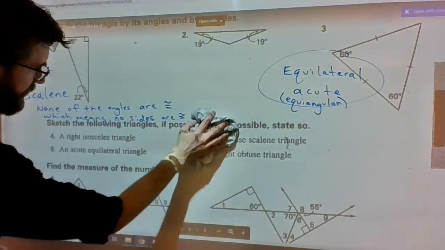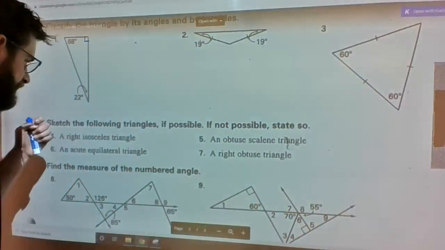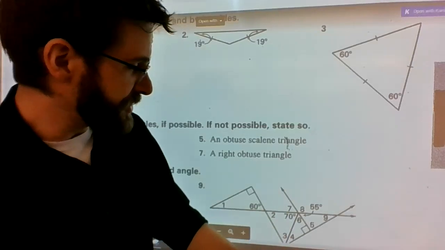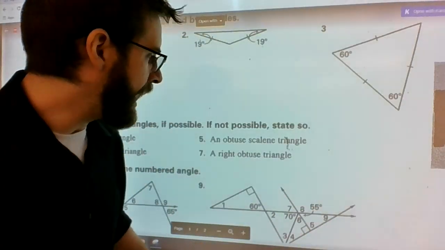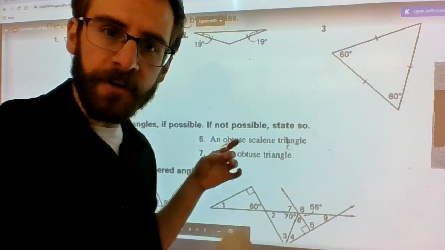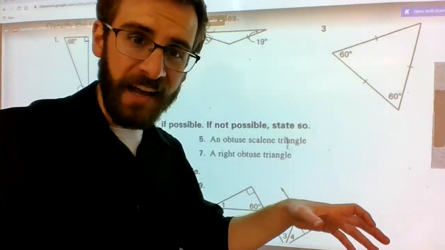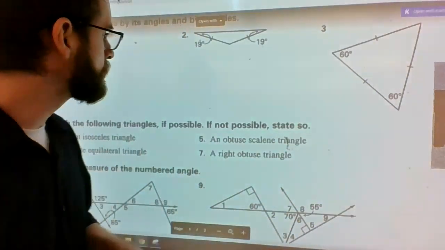What about drawing them? Sketch the following triangles if possible. If it's not possible, just say so. So an obtuse scalene triangle. So here's what I want you to do. You've got to be very specific. I want you to label both the sides and the angles to prove that it is both obtuse and scalene.